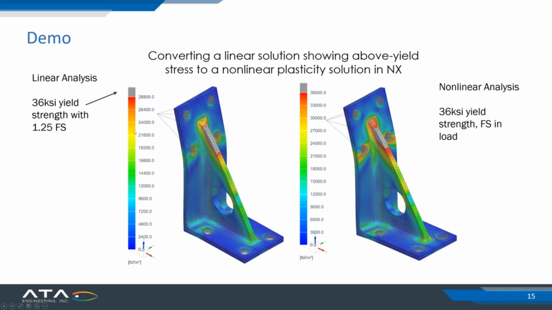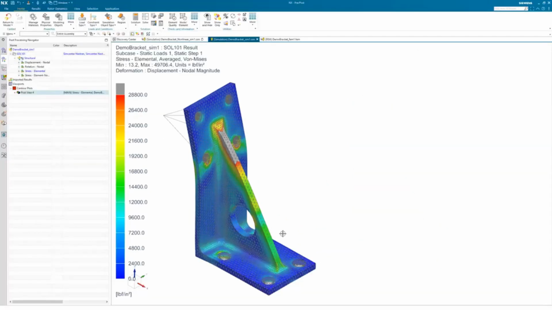Then if we take that model and say it has shown yield, we run it nonlinear, you see how that stress redistributes, and because it's a nonlinear analysis, it's up at 36 for the color bar limit there, but we'll talk about that as we get into it. So I'm going to switch over to an NX window here. So that should look very familiar. That's the yielding that you should have seen in that picture just before.